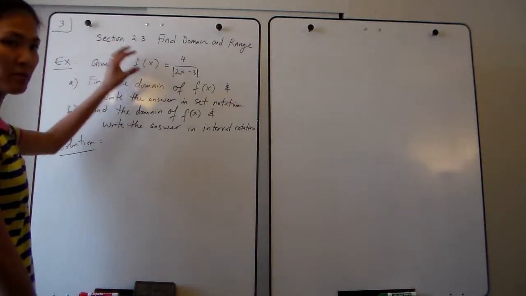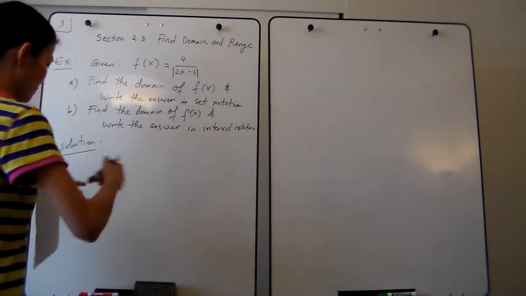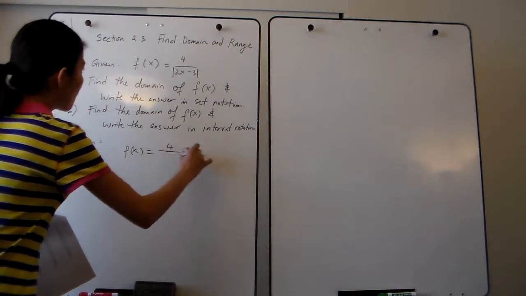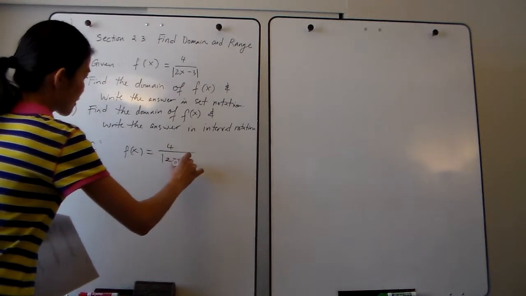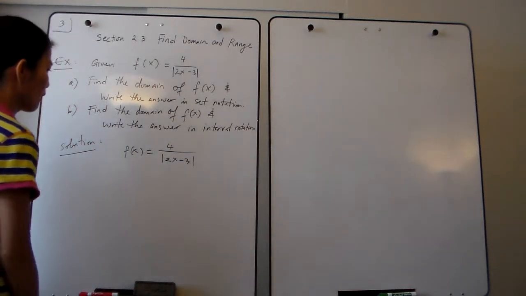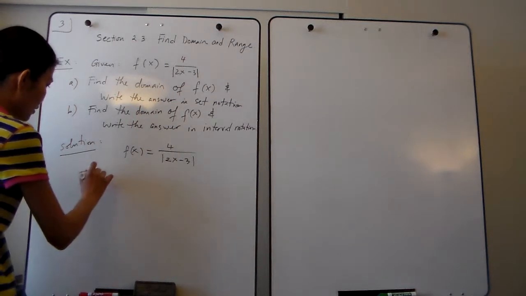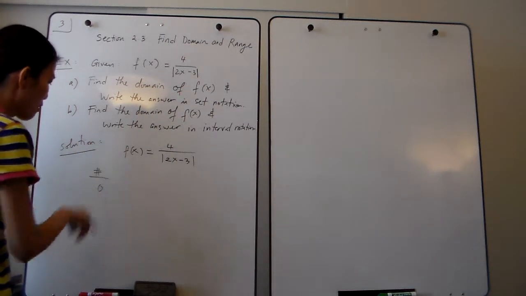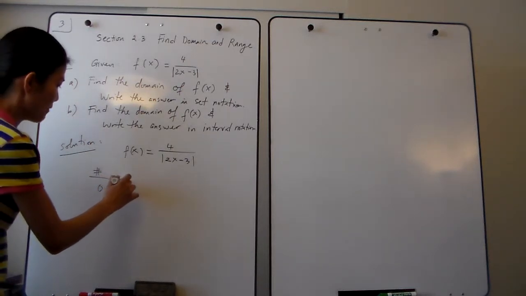So this is a fraction. What is the domain of this fraction? Let me rewrite this fraction: 4 over absolute value of 2x minus 3, right? For a fraction, we don't want any number on top divided by 0, right? Because it would be undefined.